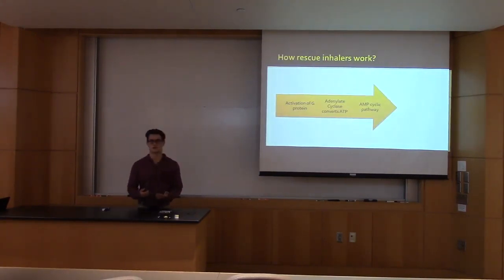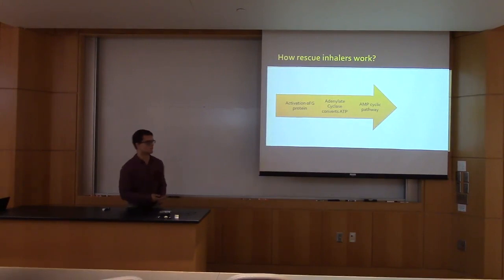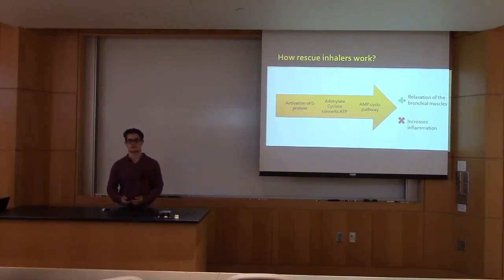So how do rescue inhalers really work? I'm going to run through it really quick and then give you a visual example. First they activate G proteins, which then activate the effector adenylate cyclase. Through the conversion of ATP, this creates the cyclic AMP pathway. So basically, it does relax your bronchial muscles, but it actually increases inflammation.